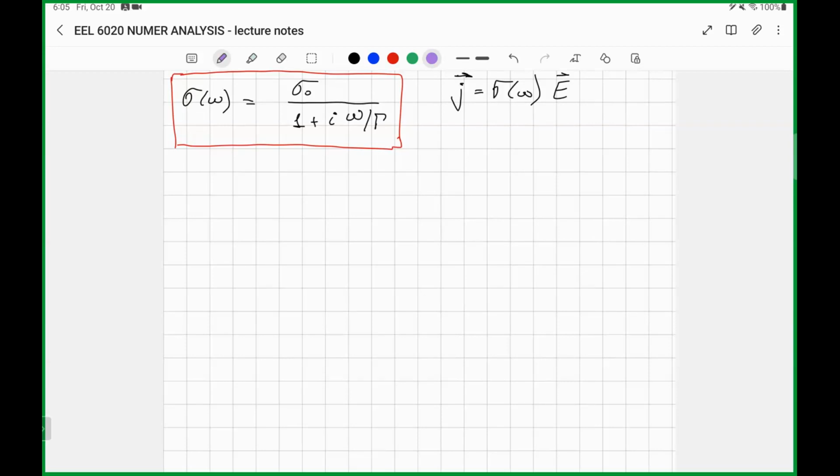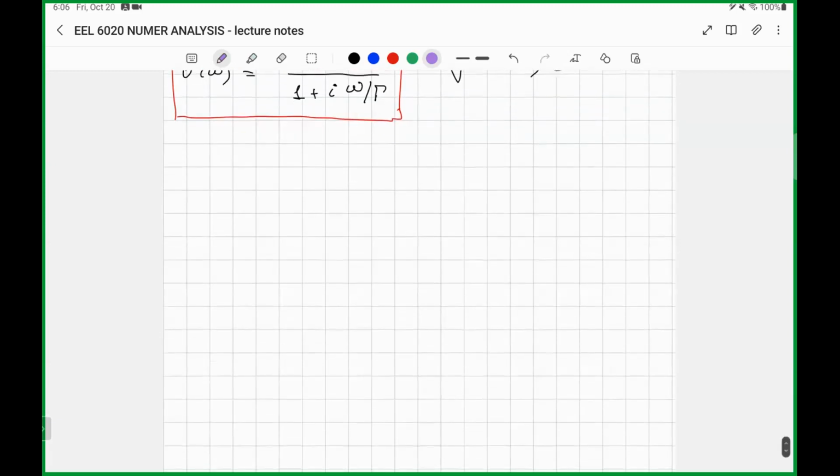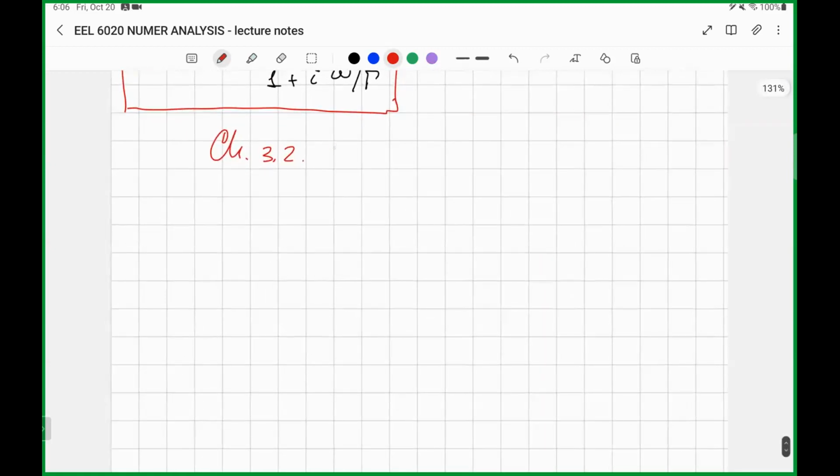Okay, if not, then let me quickly go through the boundary conditions, because this is the last part of the theoretical introduction. And then I was planning to start showing you the numerical simulations for the simple case of the electrostatic and magnetostatic. Okay, so this is, I guess, chapter 3.2. And let's name it boundary conditions.